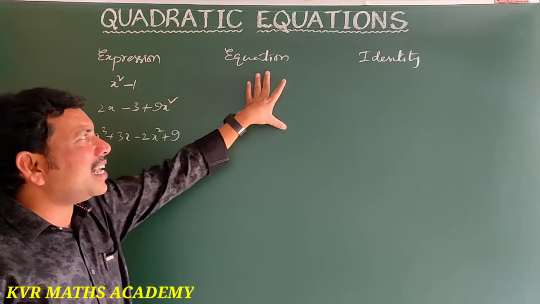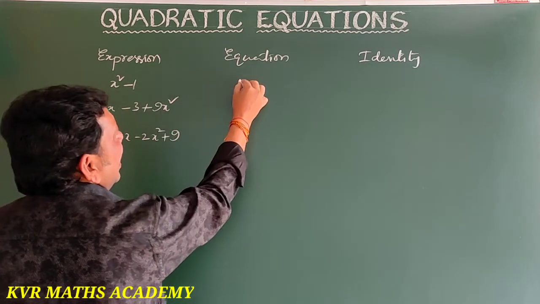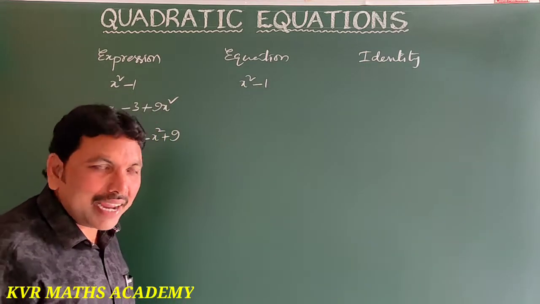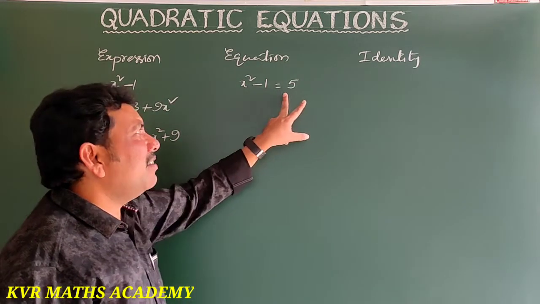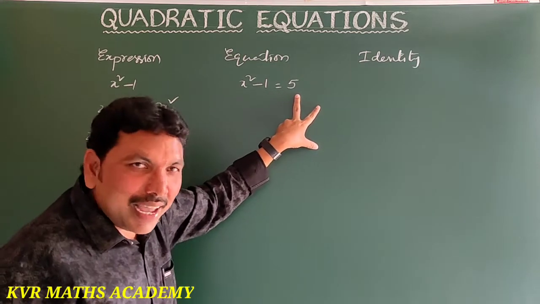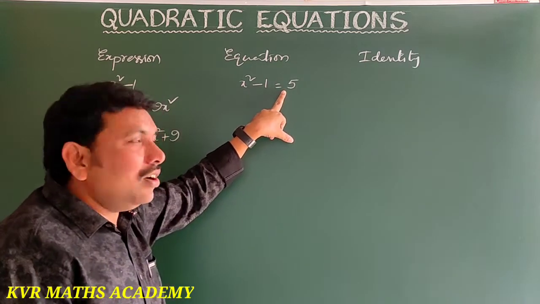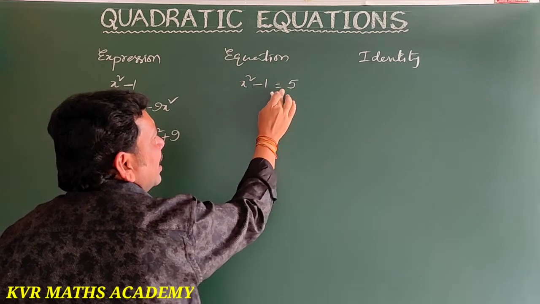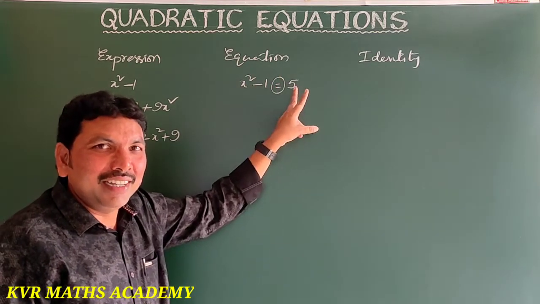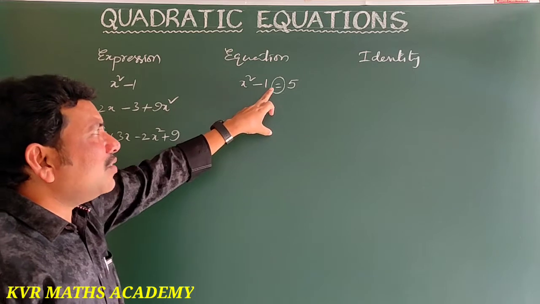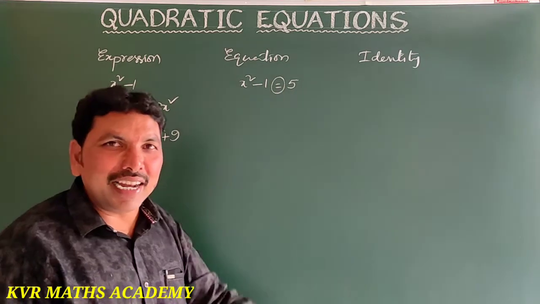Next, what is an equation? Look here. First I have taken x square minus 1, and I have written x square minus 1 is equal to 5. This has the symbol equal to. So that's why it is called an equation. Here x square minus 1 is equal to 5. I'm equating two expressions, so that's why it is called an equation.